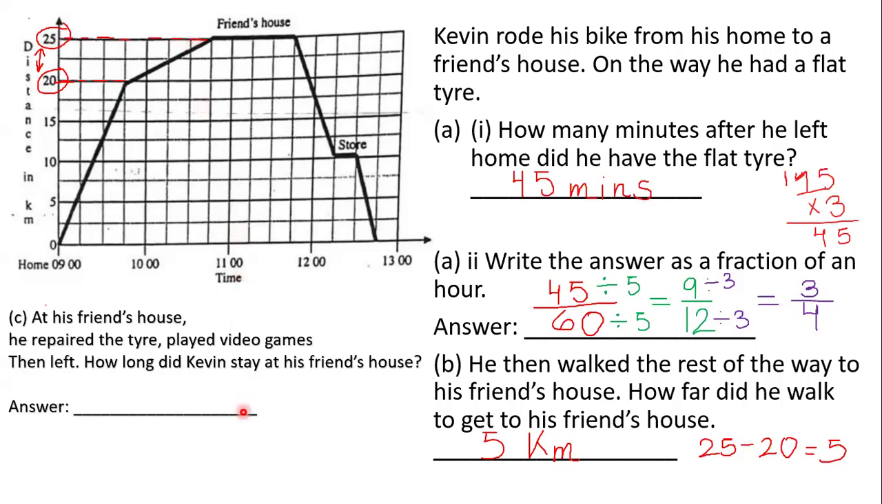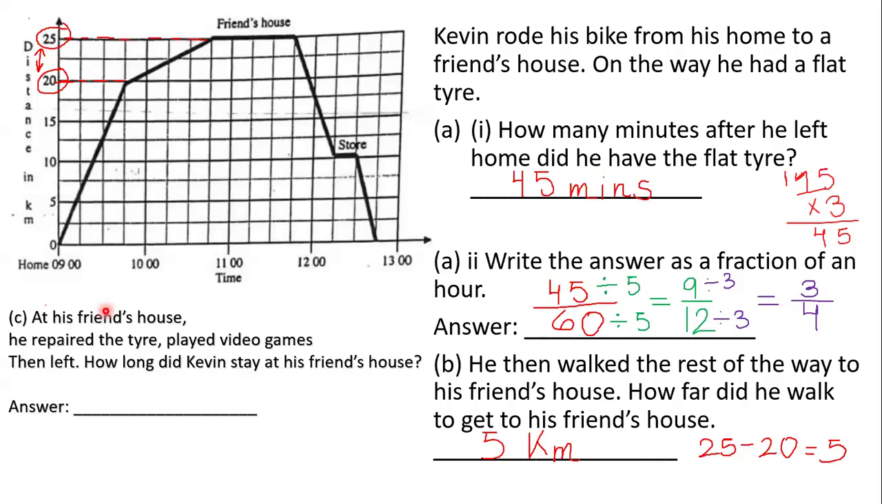Now, number 5. Go ahead, read number 5. Part C. At his friend's house, he repaired the tire, played video games, then left. How long did Kevin stay at his friend's house? Read that again one more time. At his friend's house, he repaired the tire, played video games, then left. How long did Kevin stay at his friend's house?